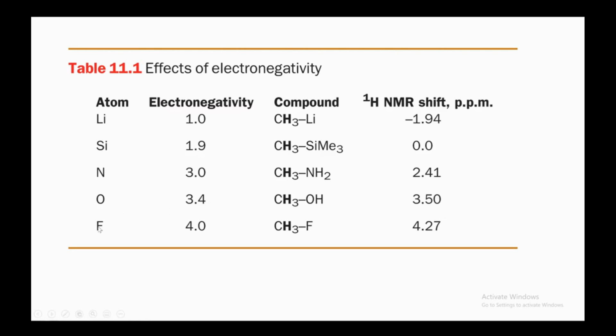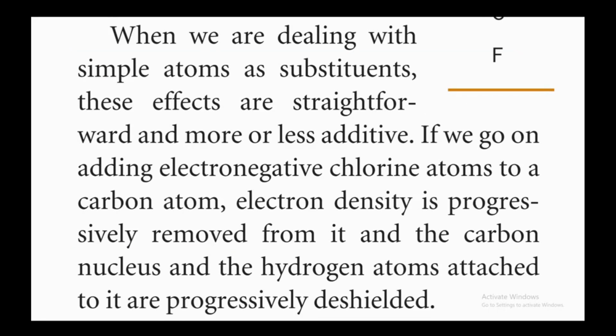If we replace oxygen with fluorine, the electronegativity of fluorine is 4.0, and the methyl group of methyl fluoride appears at 4.27 ppm. So as you can see, as the electronegativity increases, the signal tends to appear downfield, at a higher ppm value. The higher the electronegativity of the attached atom, the higher the ppm value. That's the concept you should have in your mind.